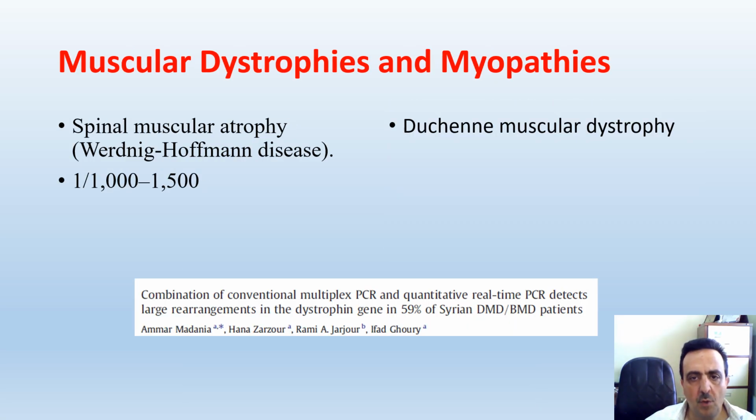Muscular dystrophy and myopathies are also quite common here in the Arab region. Spinal muscular atrophy, or the other name of it is Werdnig-Hoffmann disease, is quite common with an incidence of 1 in 1,000 to 1 in 5,000, which is really one of the highest rates of spinal muscular atrophy in the world. We can see also Duchenne muscular dystrophy, and I have this publication about Duchenne muscular dystrophy, or DMD, in Syria.